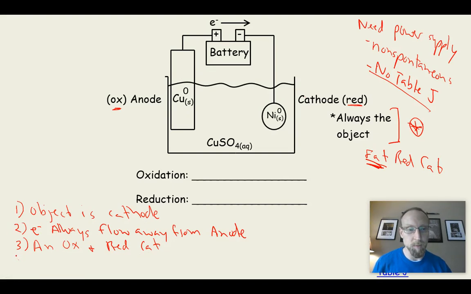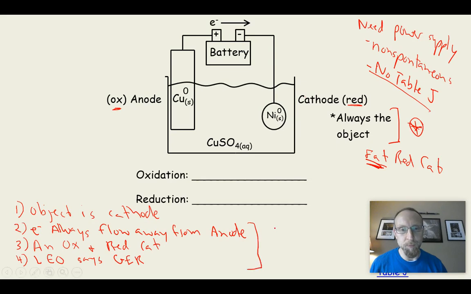And then the last thing you want to remember is same stuff we went over before. LEO says GER. So all this stuff is the same as voltaic cells. Right? The only difference is number one, we don't go to Table J. Right? I wrote that up top. I'll write it again down here. No Table J.